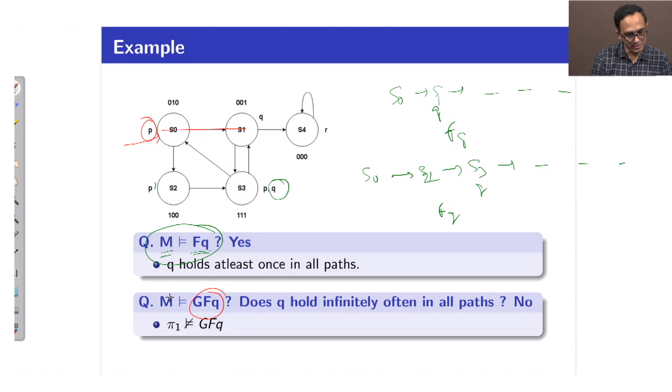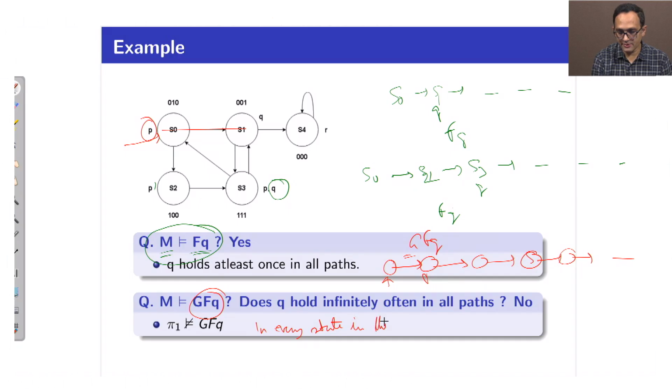Okay, let me discuss here. What does GFQ mean? It means globally future Q holds. That means, if you think about a path like this, right, globally means in every state in the path, that is, globally F of Q holds, right.